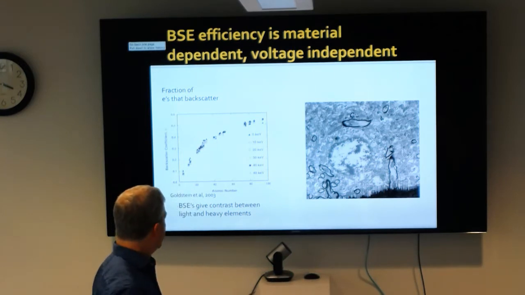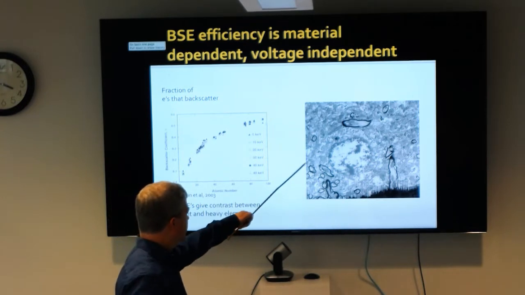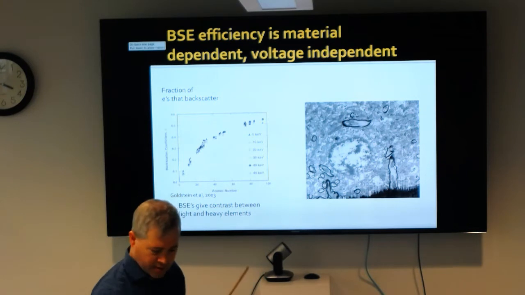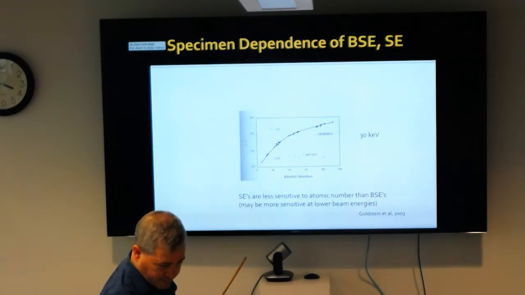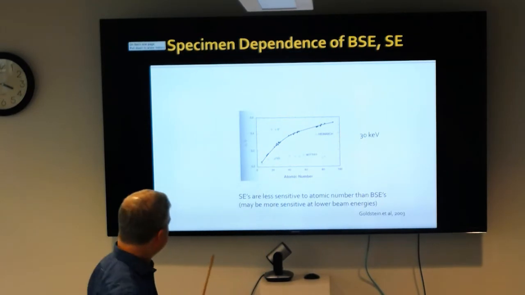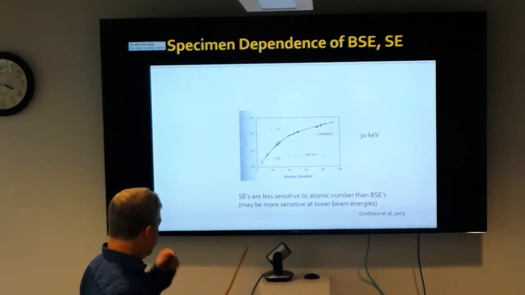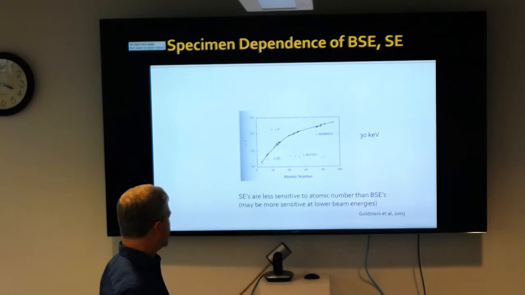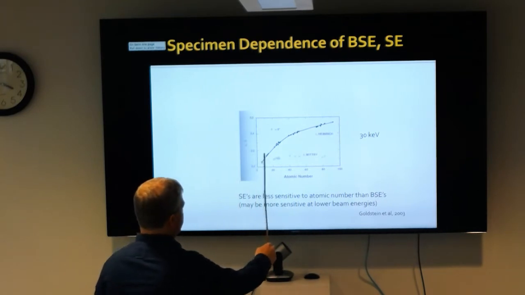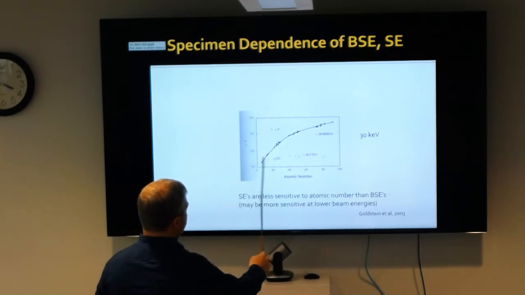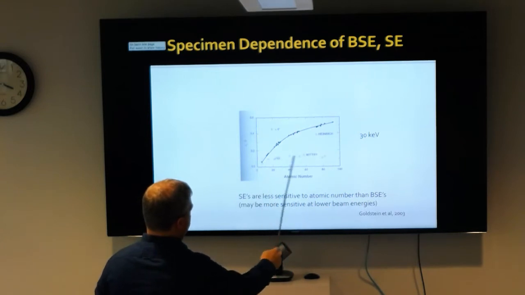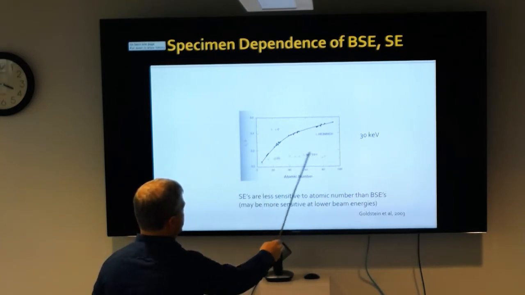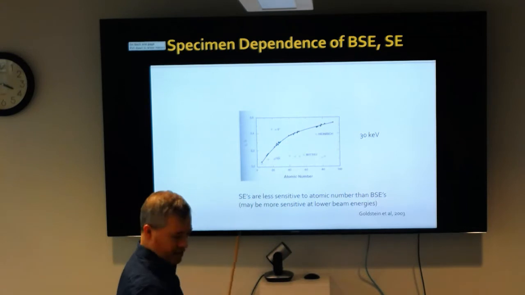When you want to look at stained samples and see where a stain is, you want to generally be looking at backscattered electrons. Secondary electrons are less sensitive to atomic number than backscatter electrons. So this is the backscatter curve here according to atomic number, and this is the secondary electron signal, which is pretty much sample independent.